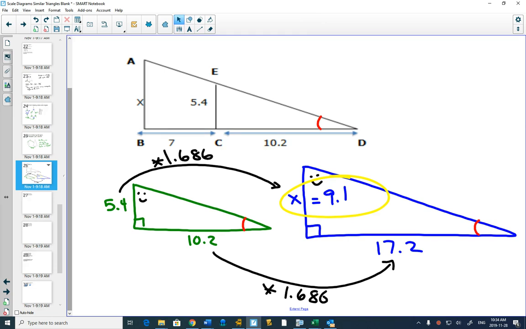And there is our final answer. Pretty cool. Because looking at the diagram to begin with, it looks like it would be really hard to figure out that x. The mathematics seems difficult, but once you know how similar triangles work, it's actually not too bad.